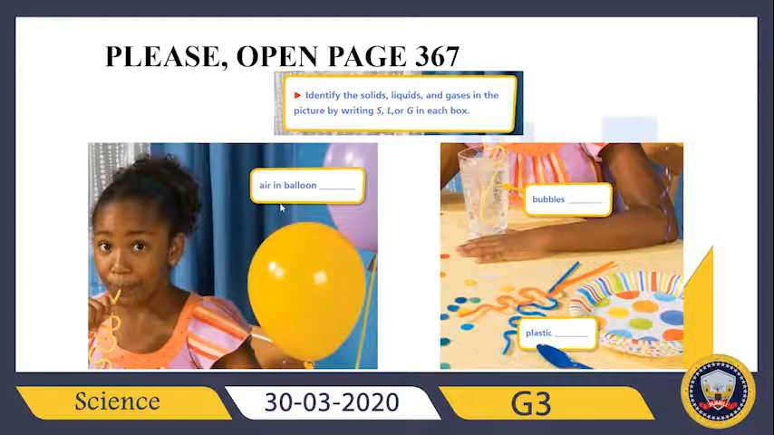Right now let's check page 367. What about air in balloon? We said we cannot see gas, but we can feel it, like your breathing. Okay? So air in a balloon, you cannot see it, but you can feel it, right? So air in a balloon is gas. What about bubbles? Bubbles inside of your drink. Bubbles are also an example of gas. What about plastic? Plastic has a definite shape, right? And definite volume. So in this situation, it will be solid. Plastic is also an example of solid. Good job.